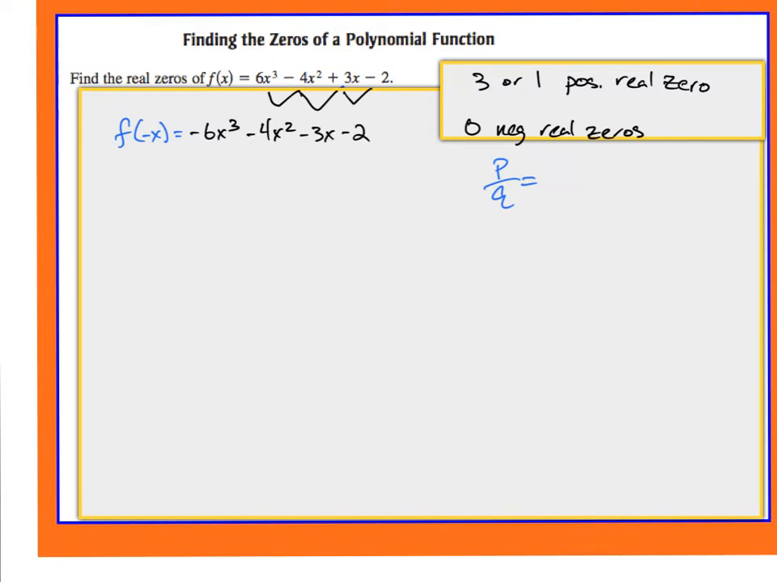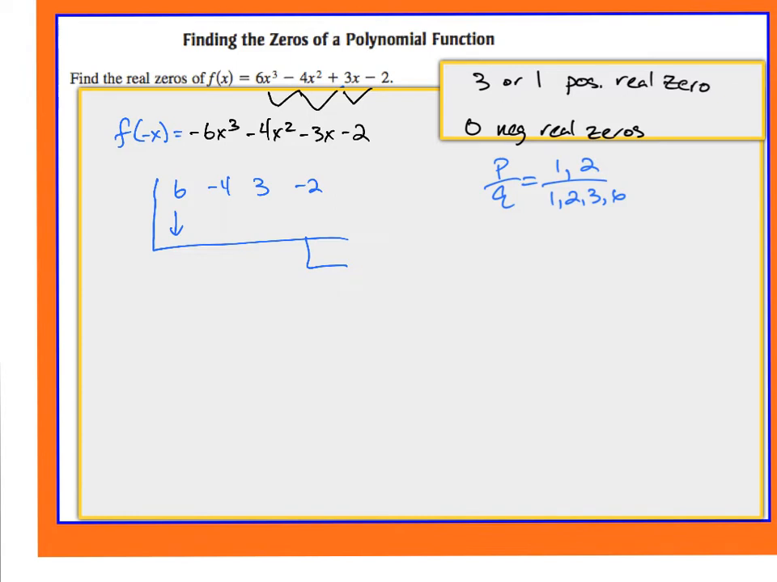So what are my p's? 1 and 2. What are my q's? 1, 2, 3, and 6. Let's put it in that form. So now I have a 6, a negative 4, a 3, and a negative 2, and I want a remainder of 0. Would I test 1? I would not test 1. Why not? Because the coefficients don't add up to 0, so I don't even need to test that one. So what are we going to try?